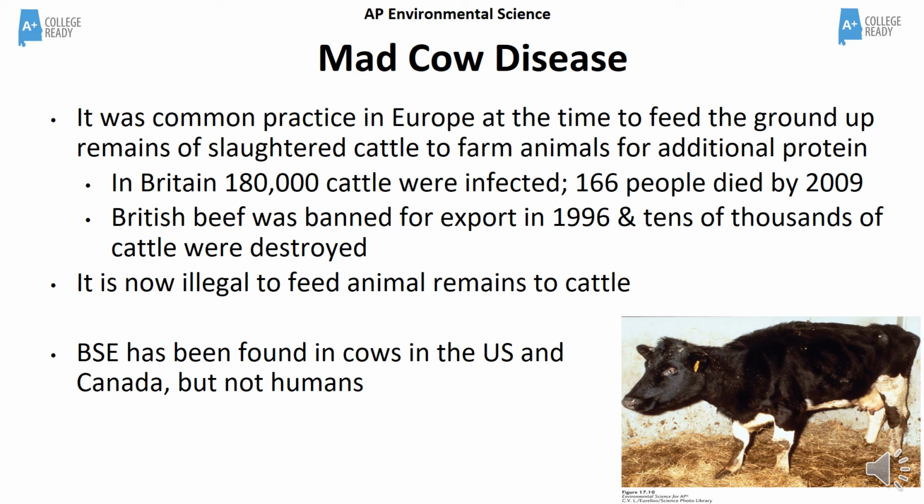It was common practice in Europe at the time to feed the ground-up remains of slaughtered cattle to farm animals for additional protein. In Britain, 180,000 cattle were infected and 166 people died in 2009. British beef was banned for export in 1996, and tens of thousands of cattle were destroyed from that outbreak. It is now illegal to feed animal remains to cattle. BSE has been found in cows in the U.S. and Canada, but never in humans.